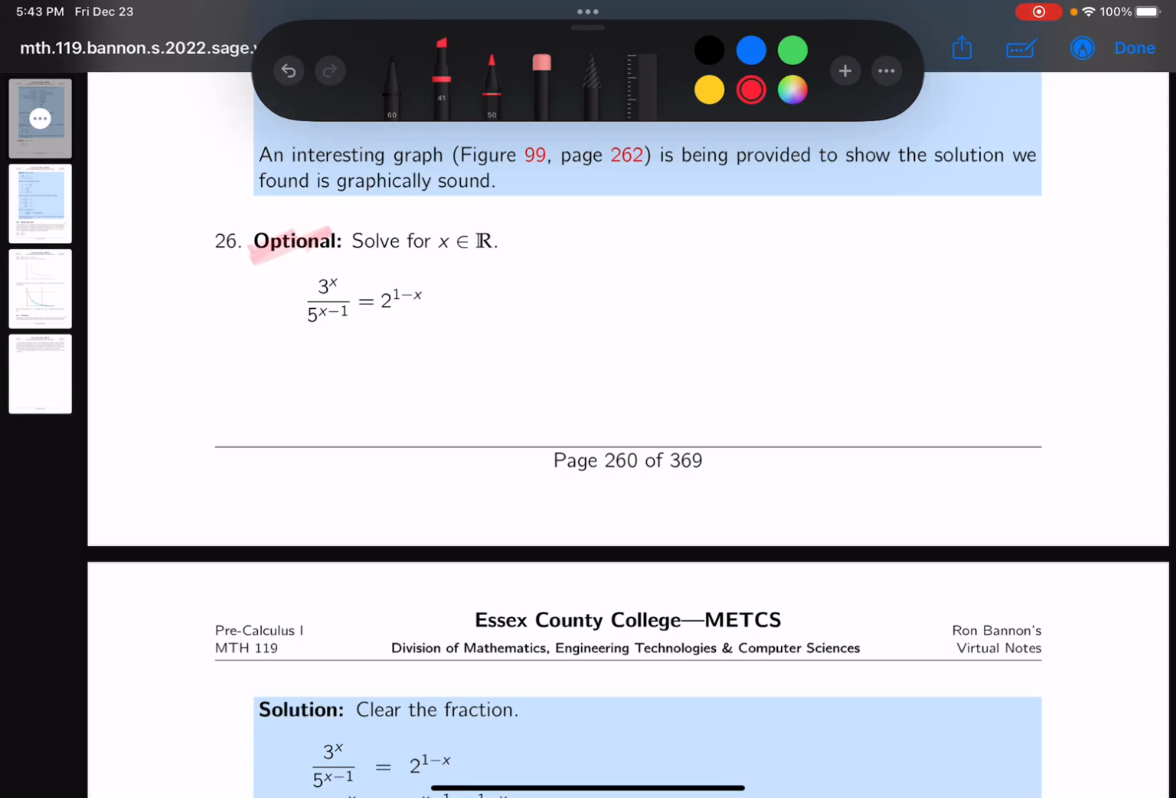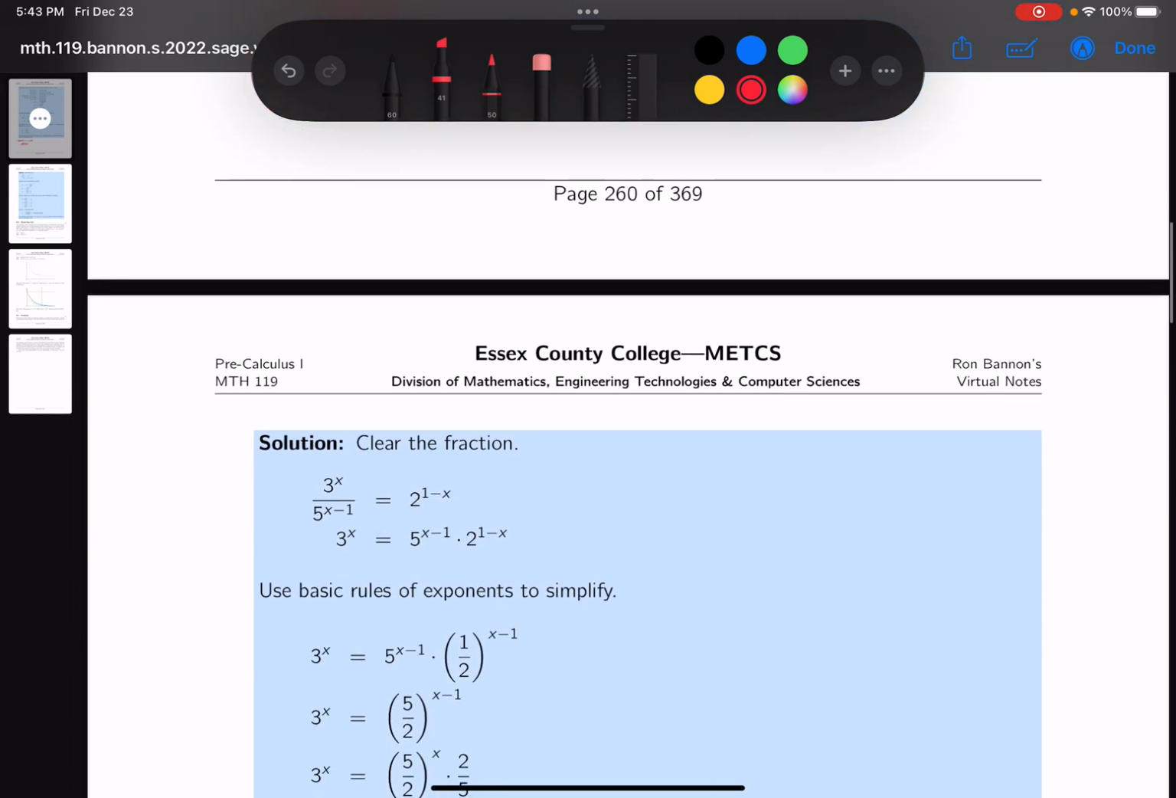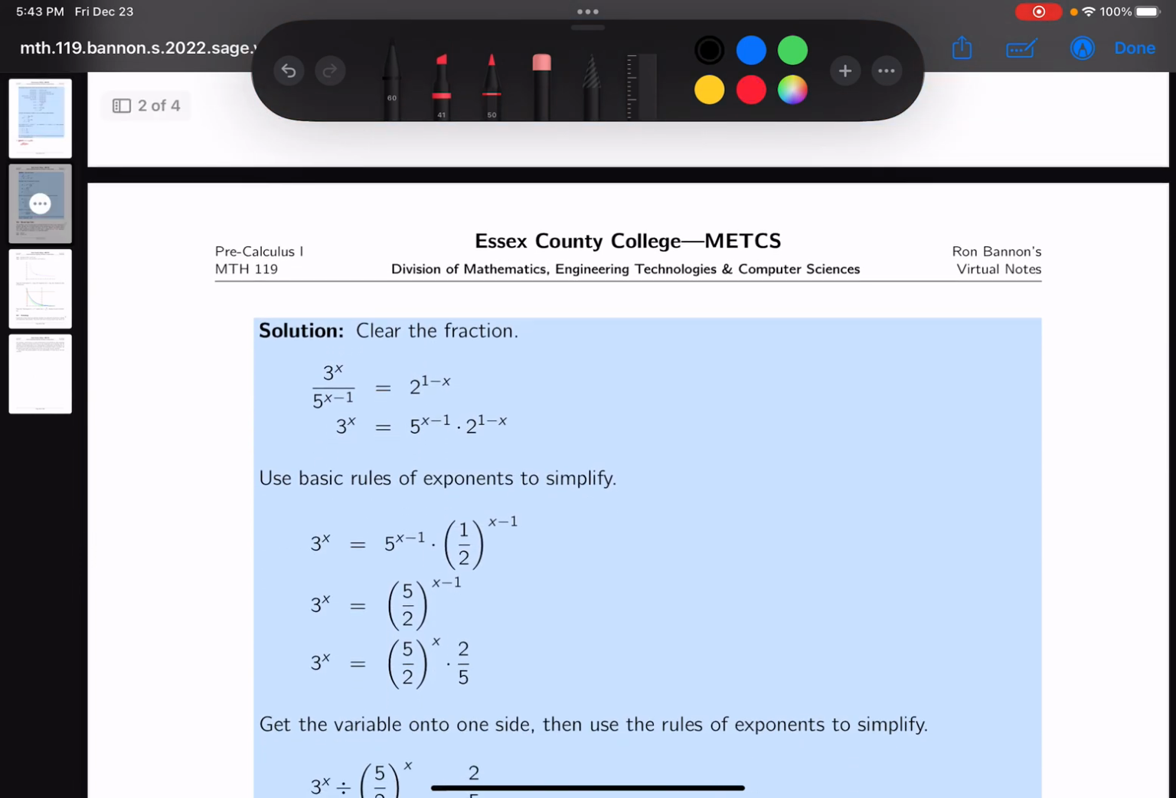Okay, optional question. You're asked to solve this equation for some real number x. My recommendation is to clear the fraction first. Looking at it, it's 3 to the x over 5 to the x minus 1 is equal to 2 to the 1 minus x. So multiply both sides by the LCD, which is 5 to the x minus 1.